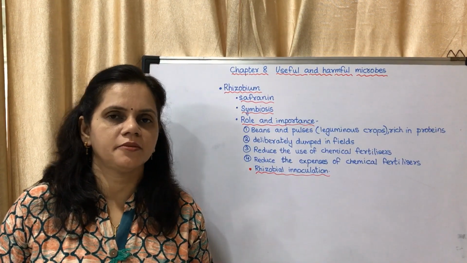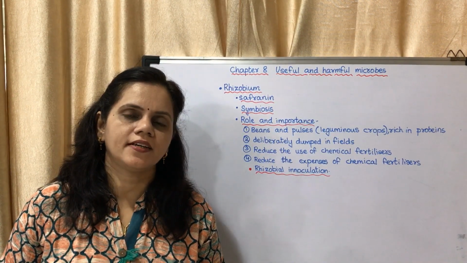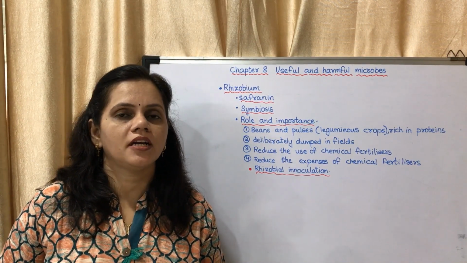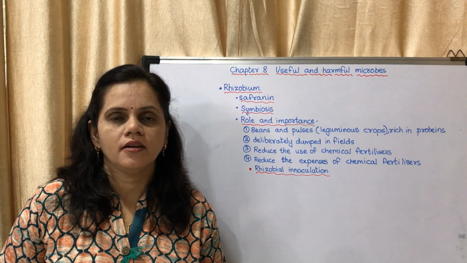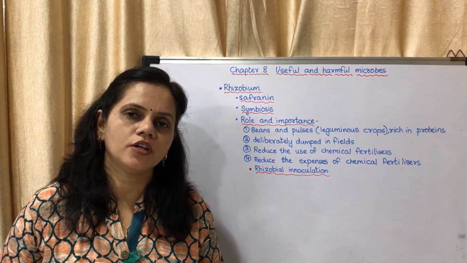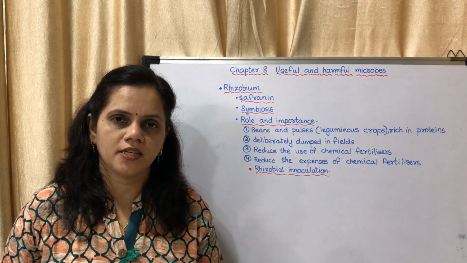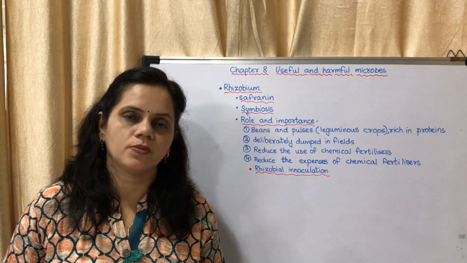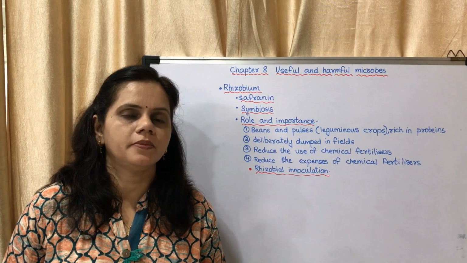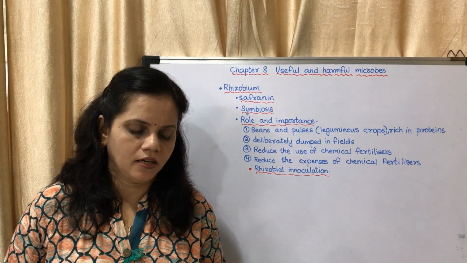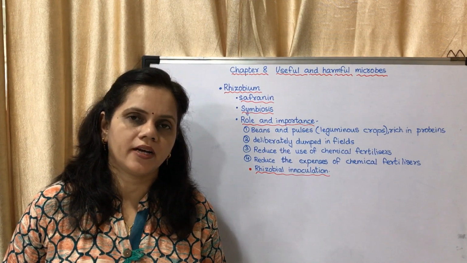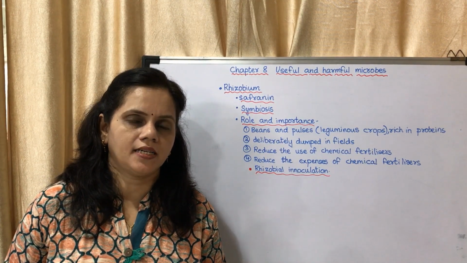Now the next organism is Rhizobium. You might have heard about the bacteria Rhizobium, about leguminous plants, which live in the root nodules of leguminous plants. I will tell you what are leguminous plants. First we will start. Rhizobium is a symbiotic bacteria. Symbiotic means it is living in symbiosis with plants.